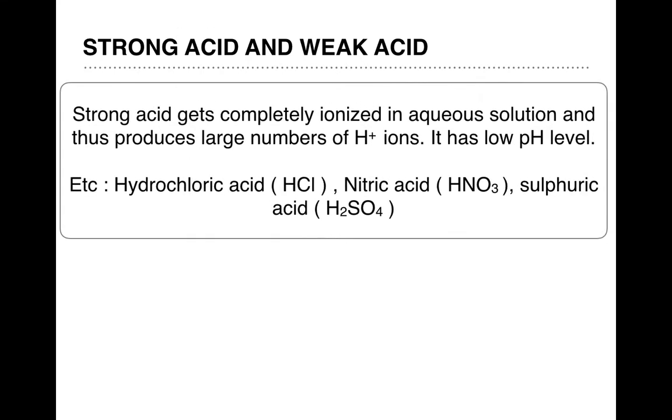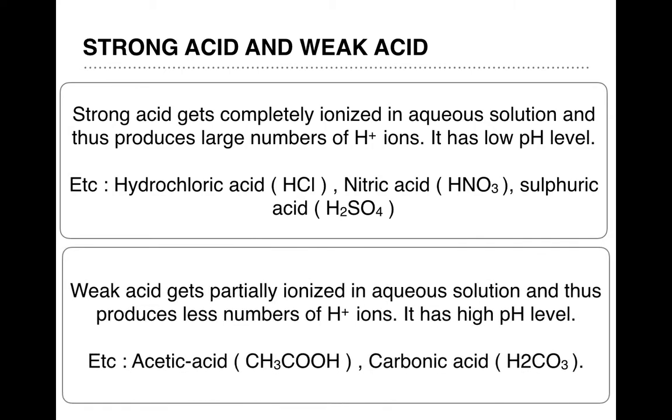Now I am coming to the part of strong acid and weak acid, right? Strong acid gets completely ionized in aqueous solution and thus produces a large number of H plus ions. It has a low pH level. Now why it has a low pH level we will see later, but strong acid means more H plus ions in its aqueous solution. Hydrochloric acid HCl, nitric acid HNO3, sulfuric acid H2SO4, these are examples of strong acid.